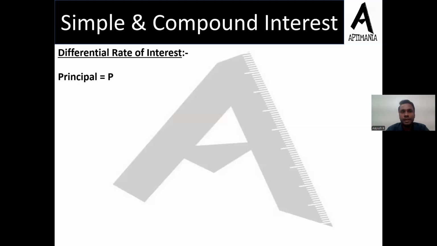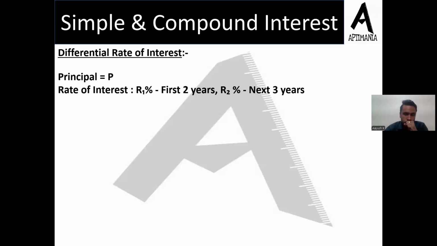सबसे पहले प्रिंसिपल P है, rate of interest sorry. So rate of interest I'm taking it to be R1% for the first 2 years, R2% for the next 3 years. You are supposed to calculate amount. Take a pause, hold the video, get your answer, and then we'll discuss.